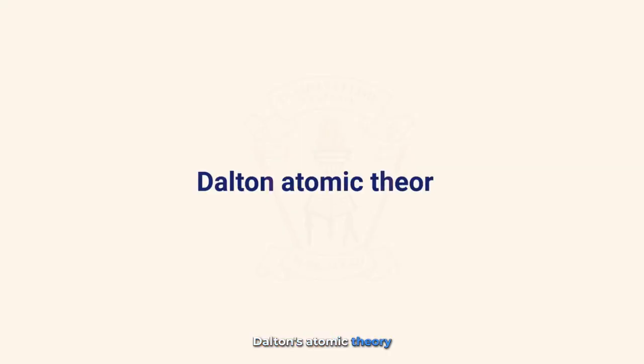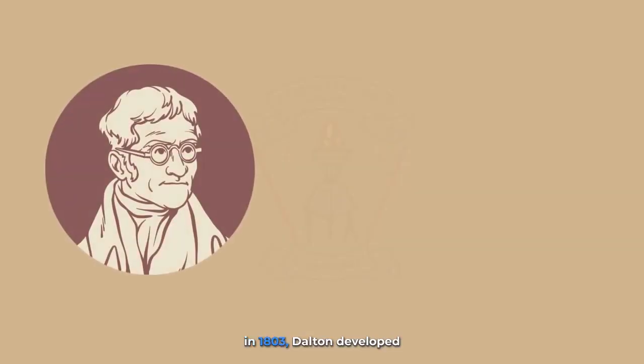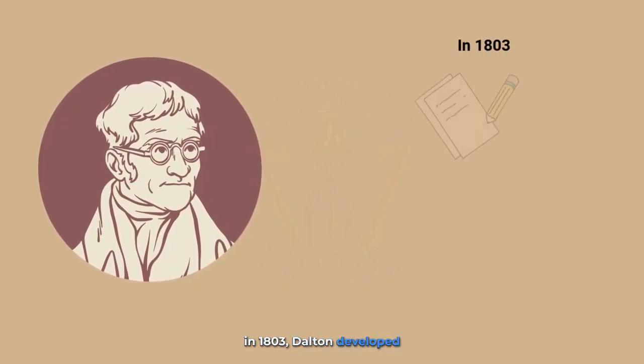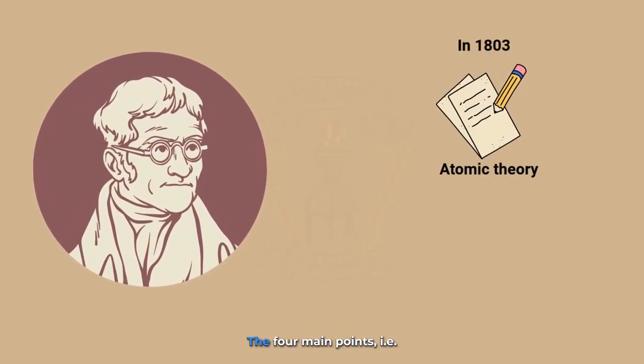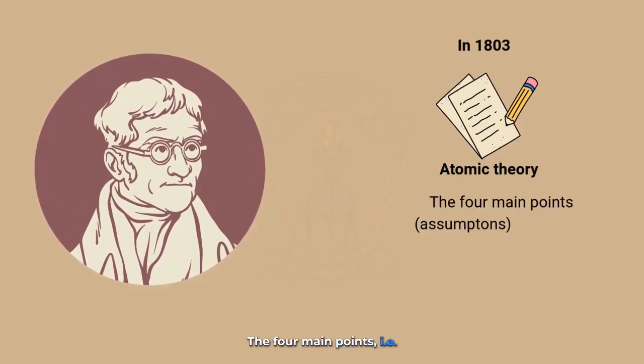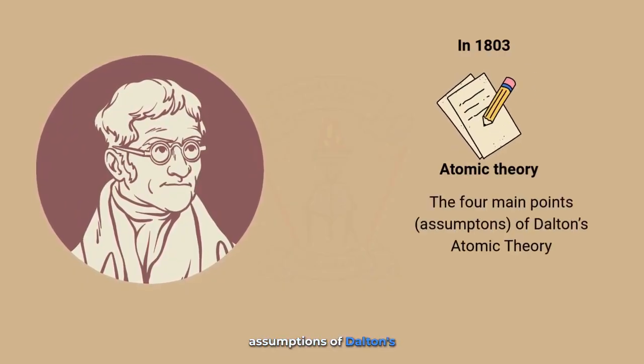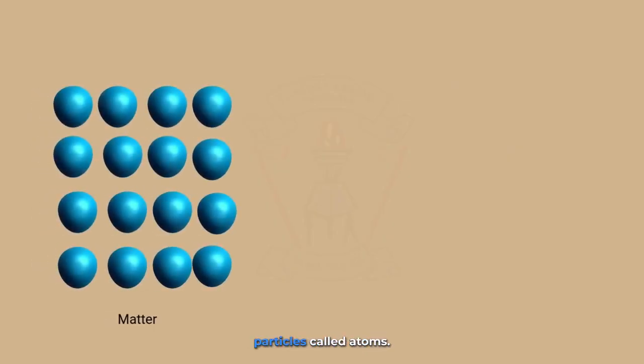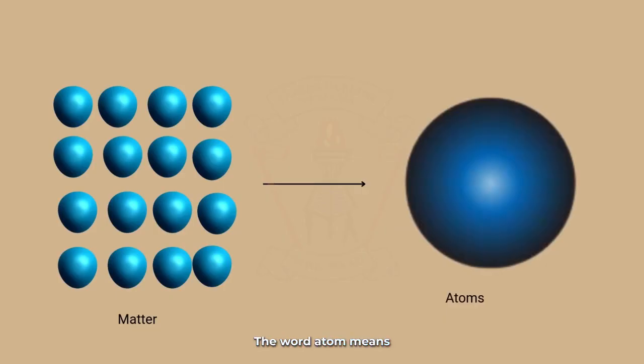Dalton's atomic theory. In 1803, Dalton developed the atomic theory. The four main points, that is assumptions, of Dalton's atomic theory are summarized as follows. 1. Matter is made up of tiny particles called atoms. The word atom means unsplittable in Greek.